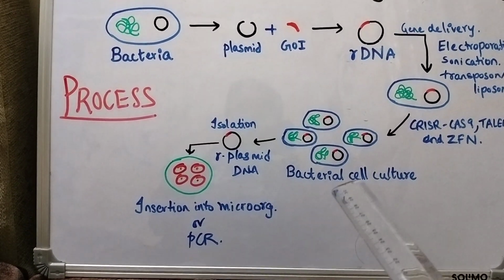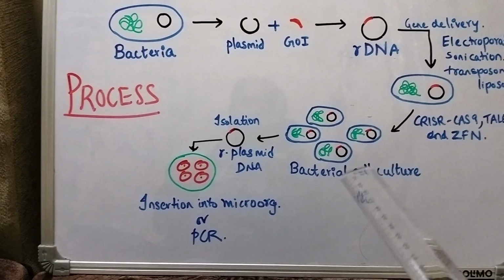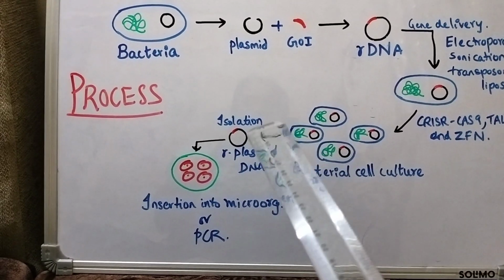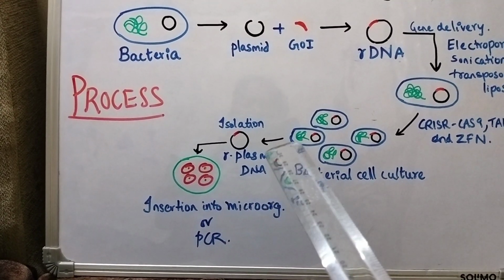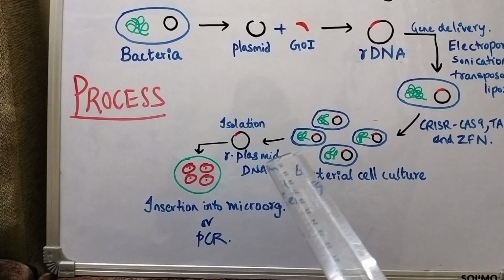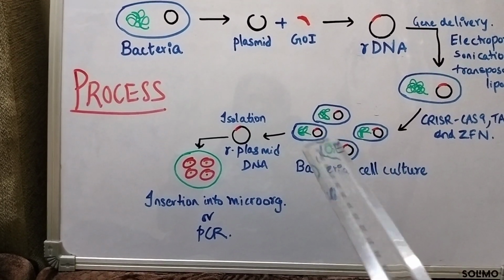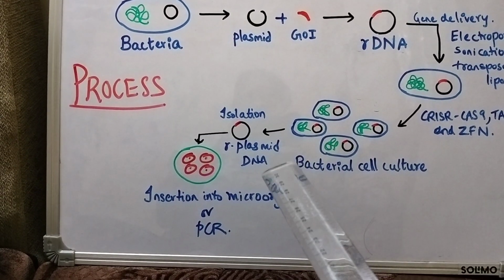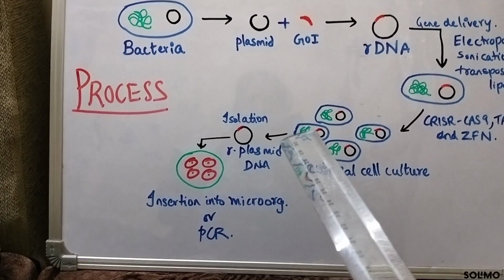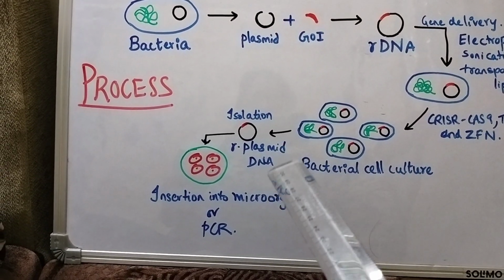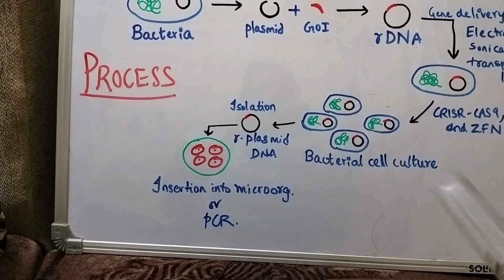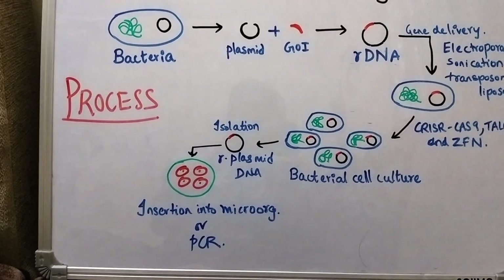The recombinant plasmid DNA is then isolated from this bacterial cell culture in order to confirm the insertion of this rDNA. This confirmation is either done by inserting this recombinant plasmid DNA into microorganisms or through PCR technique.